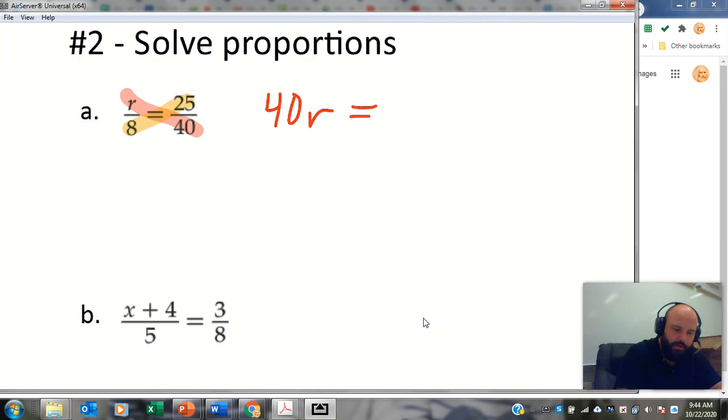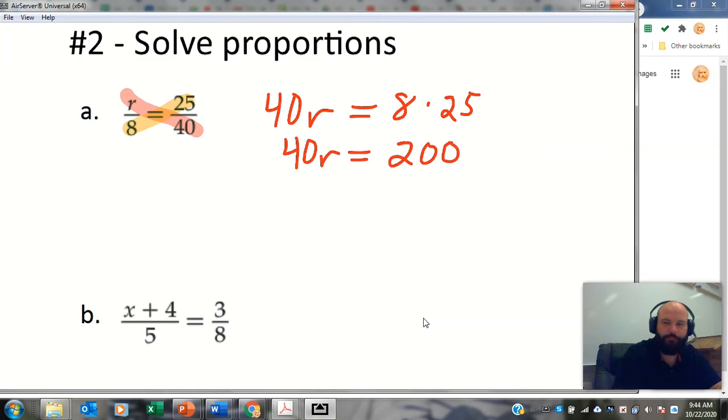So we'll set 40r equal to 8 times 25, just like that. And so we do need to simplify. 40r stays the same. 8 times 25 is 200. And from there, we need to solve this for r by dividing by 40 on both sides. And when I do that, I get r equals 5.